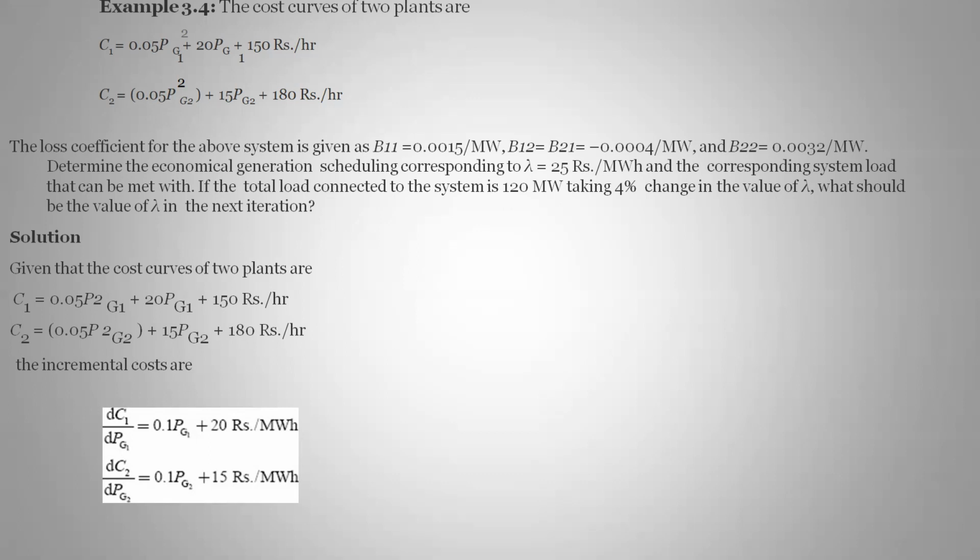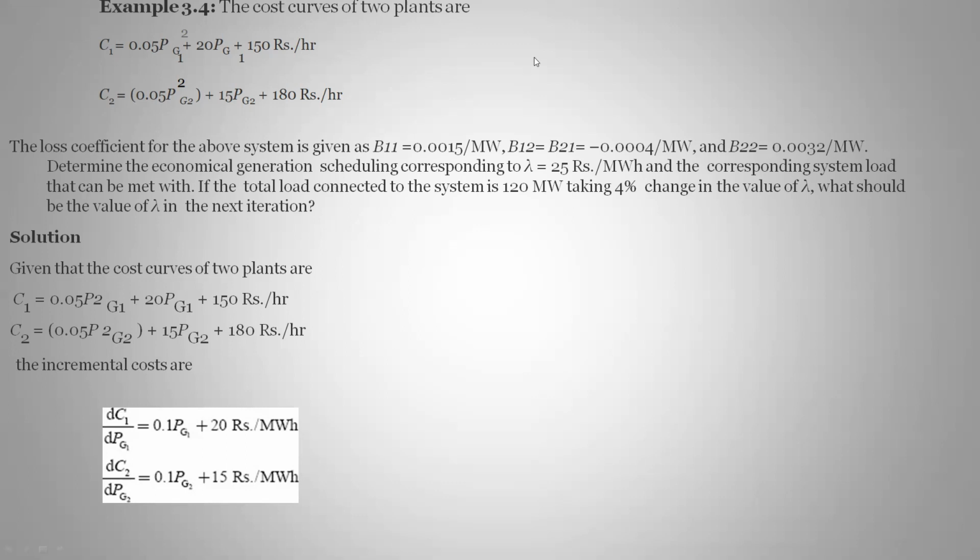Determine the economical generation scheduling corresponding to lambda 25 rupees per megawatt hour and the corresponding system load that can be met with, if the total load connected to the system is 120 megawatt, taking 4% change in the value of lambda. What should be the value of lambda in the next iteration?